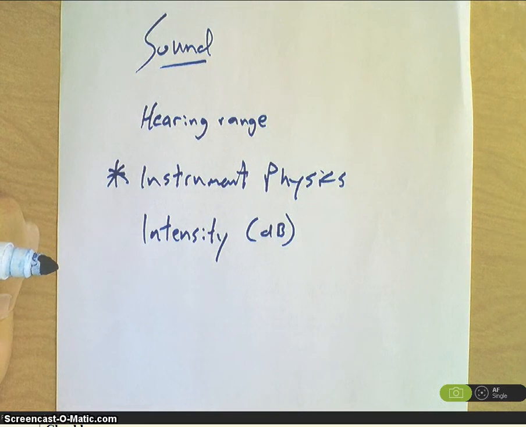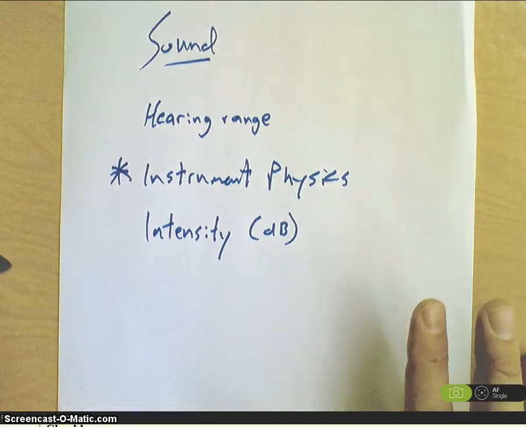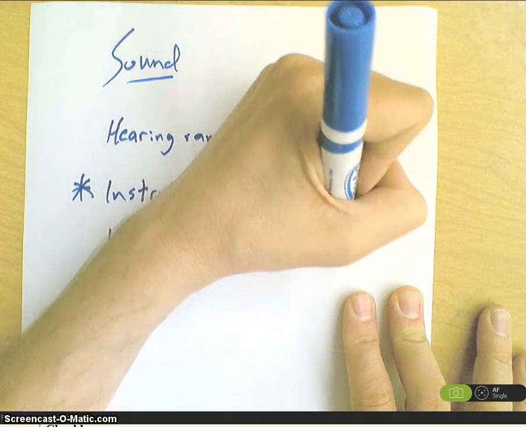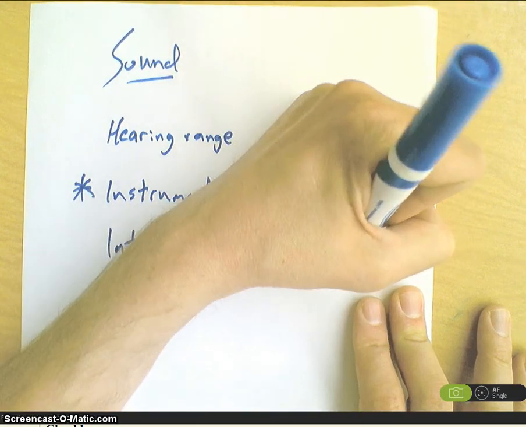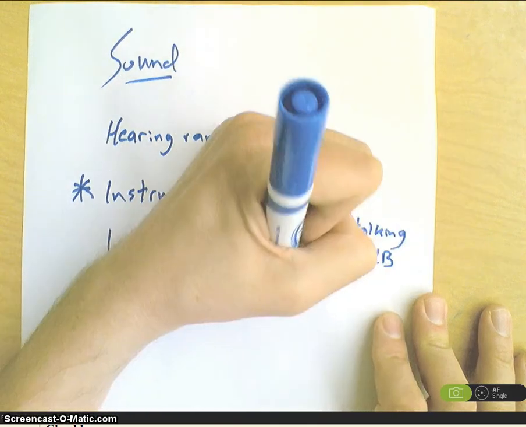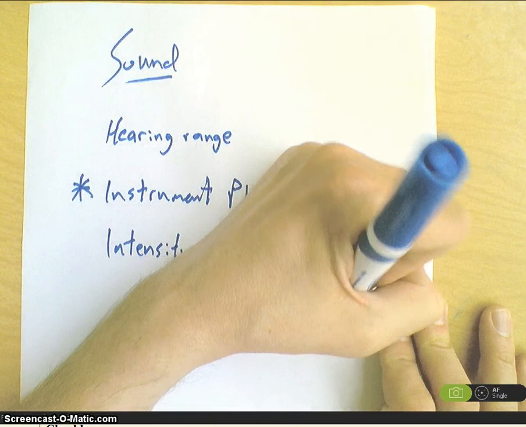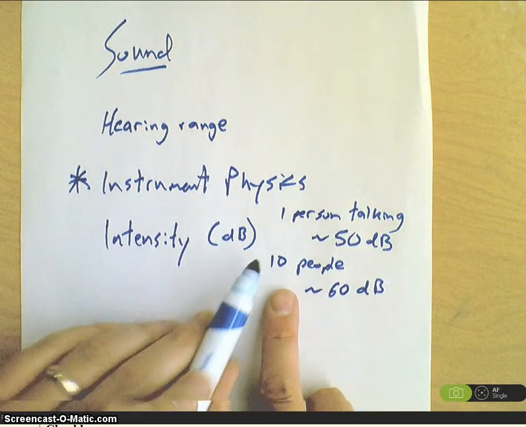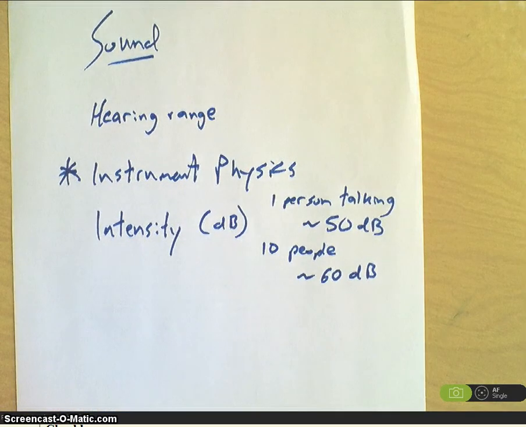So one person talking would be about 50 decibels. 10 people talking would be about 60 dB. If I increase the intensity by a factor of 10, I only go up in decibels by 10.